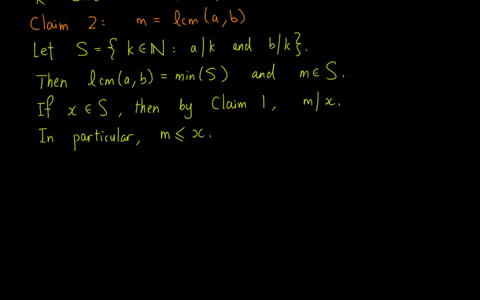So m is less than or equal to every element of S, meaning that m is the minimum element of S, which equals the LCM of a and b. So the proof is complete.